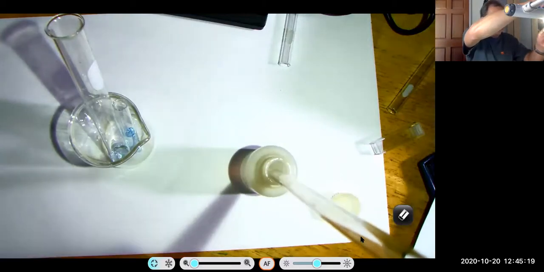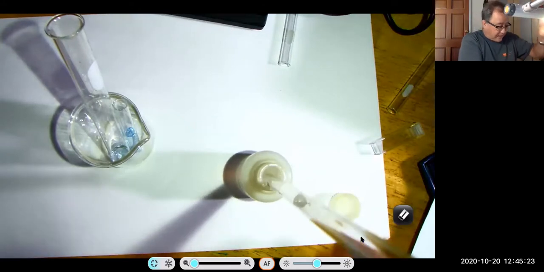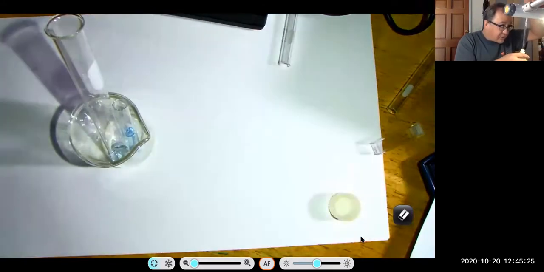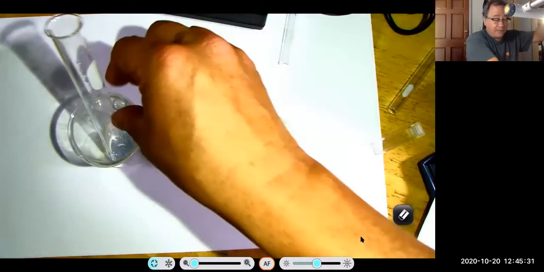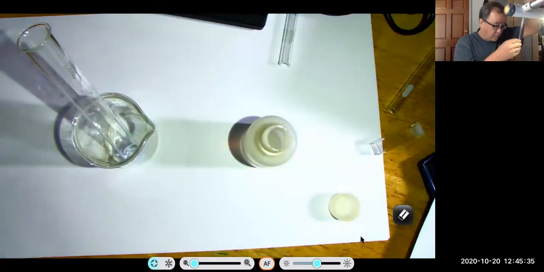Okay, so here we go. I need 1 milliliter of this solution. So I'm going to draw some in. And I am at 2.1. So I'm going to go to 3.1. So here we go. And done.